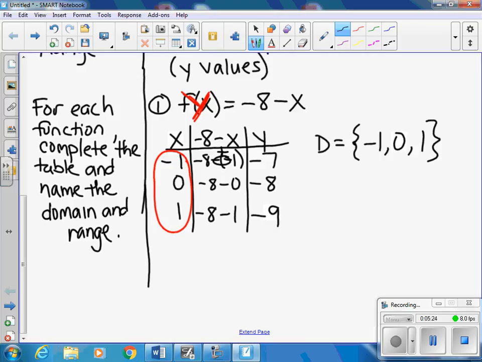Then to list the range from this table, we're going to start R equals, open up your braces again, and then range is the y values in your table. So that's those 3 numbers: -7, -8, and -9. And close your braces. All right, so that's what it looks like when you complete the table and then turn around and write your domain and range from the table.